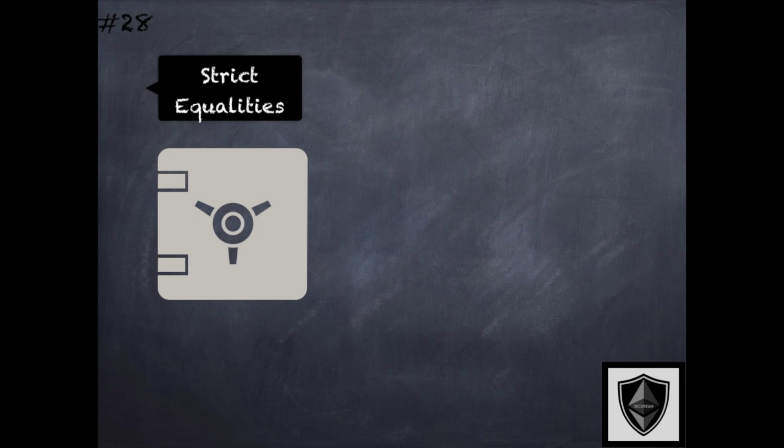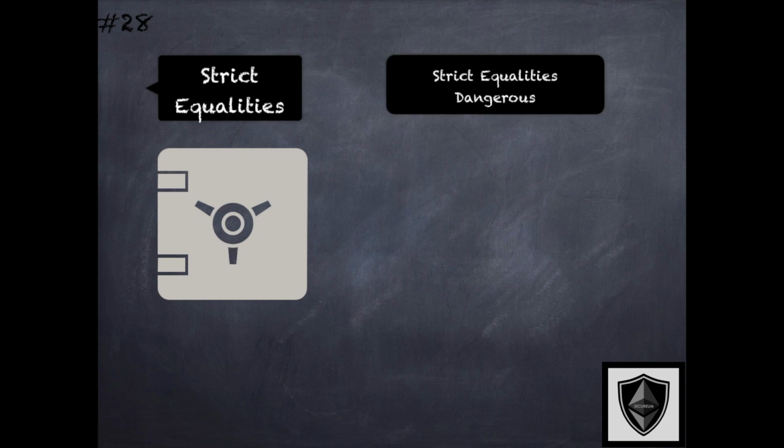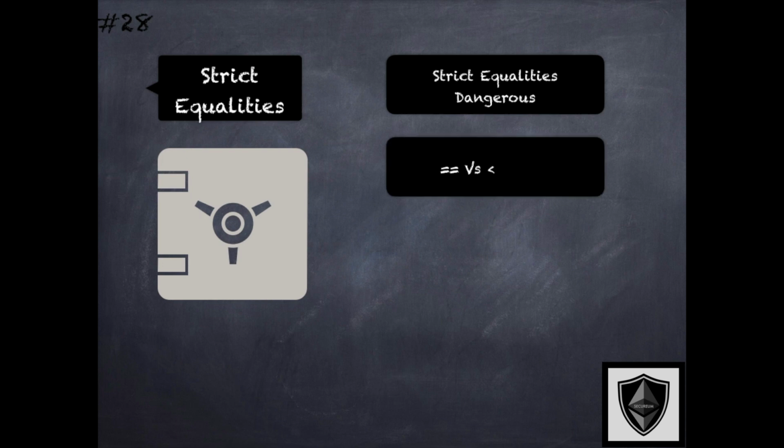From a security perspective, strict equalities are considered as dangerous in specific contexts of the smart contract applications. Strict equalities refer to the equal to operator or the not equal to operator as compared to the less stricter, less than or greater than or equal to operators.